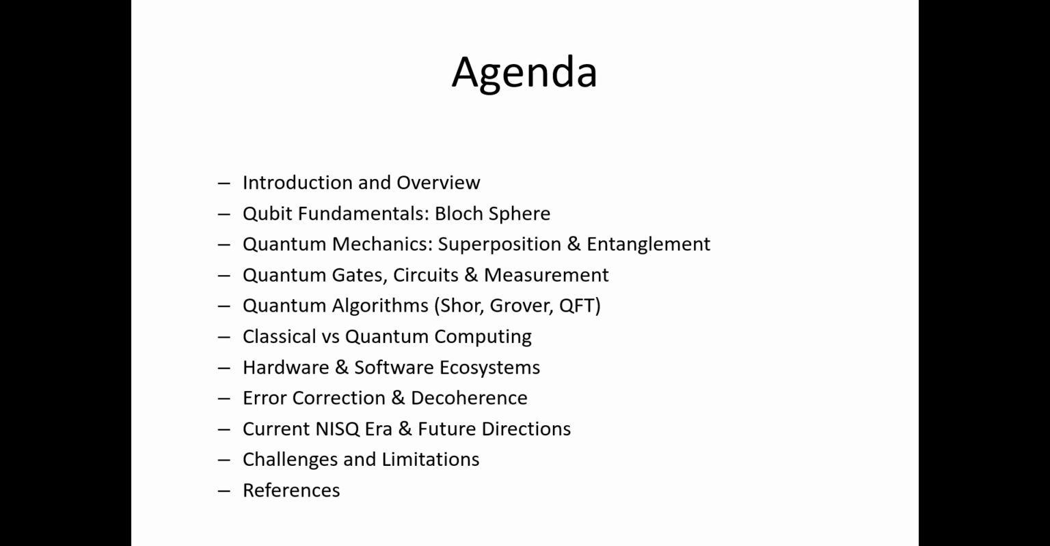Here's a look at what we'll cover. We'll start with an introduction and overview, delve into qubit fundamentals and the core quantum mechanics of superposition and entanglement. Then we'll look at quantum gates, circuits, and the crucial topic of measurements. We'll touch upon famous quantum algorithms like Shor's, Grover's, and the quantum Fourier transform. We'll compare classical and quantum computing, look at hardware and software landscapes, discuss error correction, the current NISQ era, future directions, and finally the challenges and limitations before concluding with references.